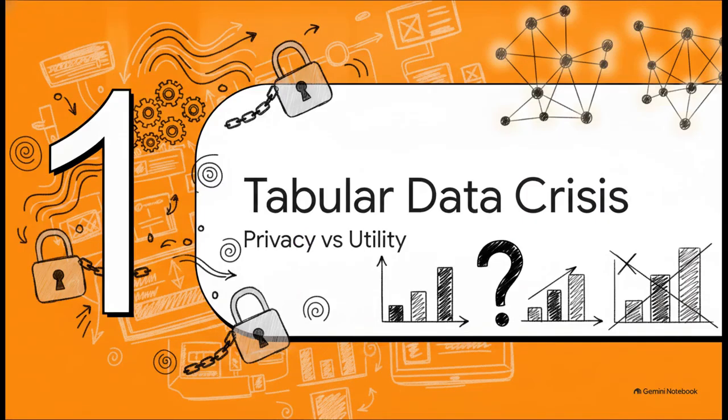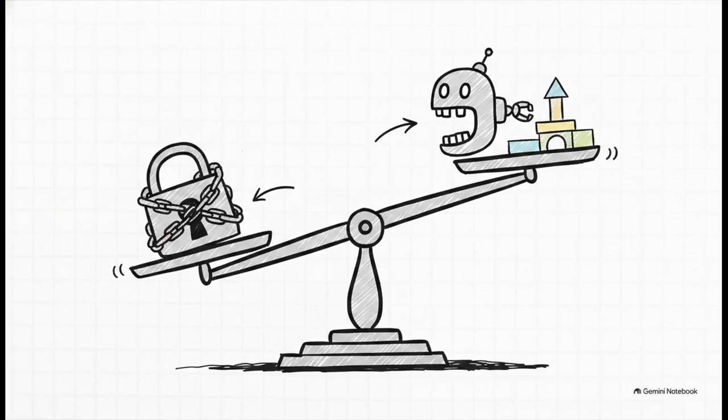Okay, Section 1, the tabular data crisis, or the privacy versus utility paradox. Right at the core of this crisis, we have strict privacy laws. Things like GDPR in Europe and the CCPA in California. They're acting as the necessary but very strict guardians of our information, restricting data availability to protect our privacy.